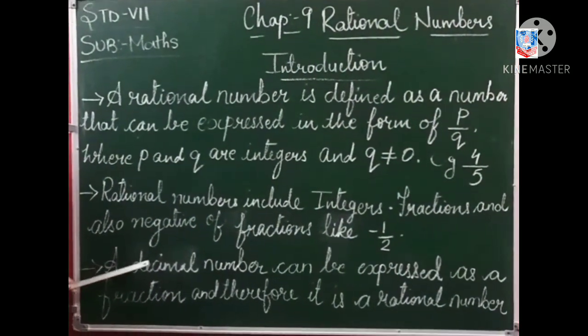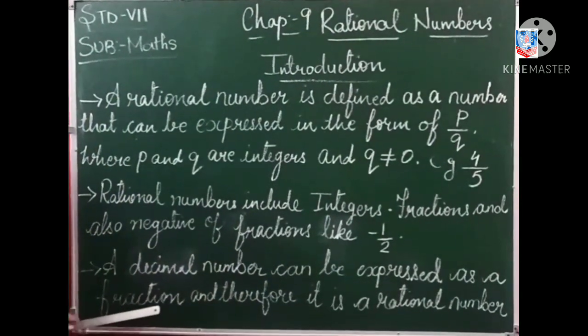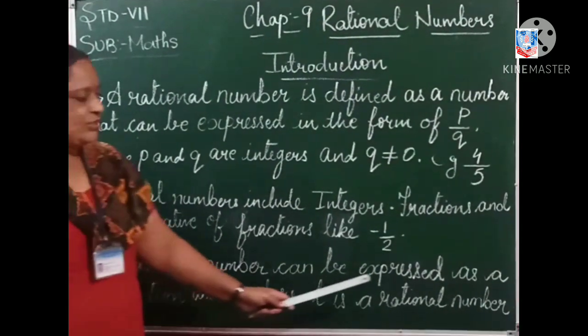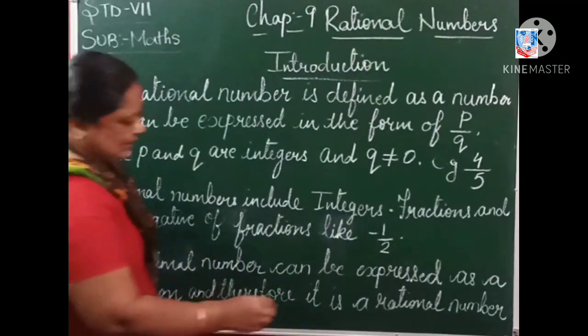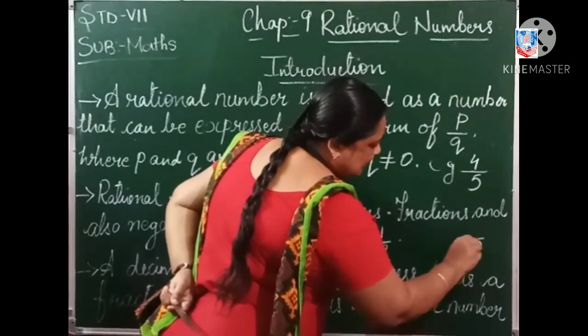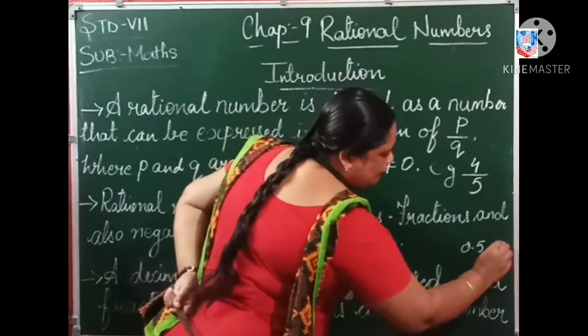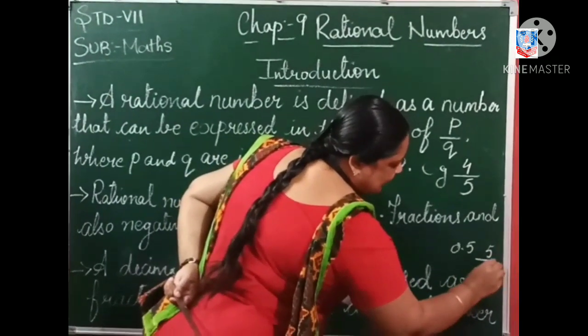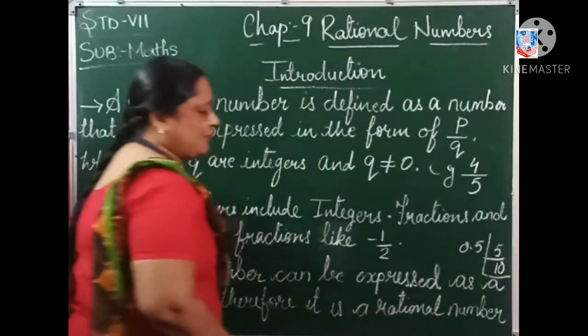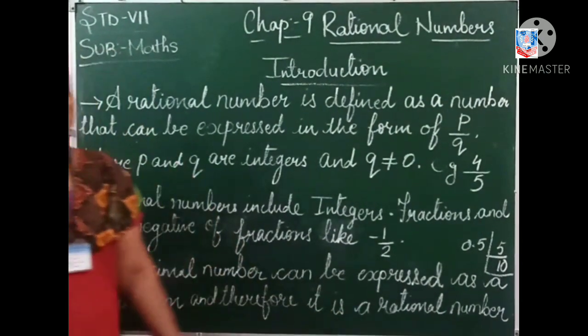A decimal number can be expressed as a fraction and therefore it is a rational number. See, for example, 0.5. This is a decimal number. This we can write in the form of fraction, 5 by 10. See, this is in the form of fraction. So, this is also a rational number.